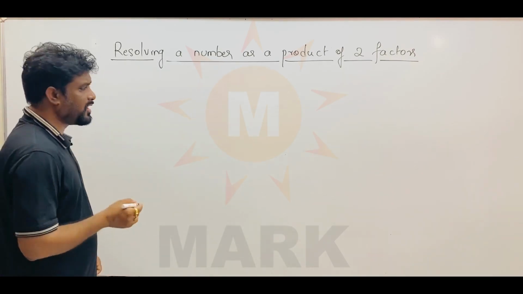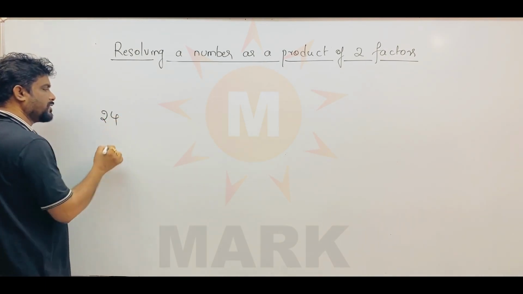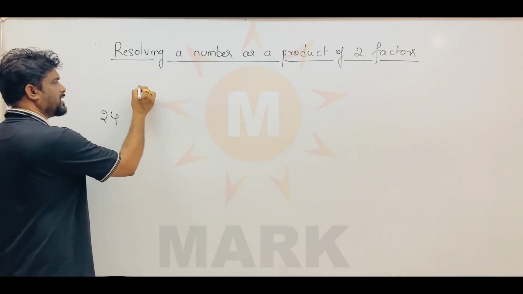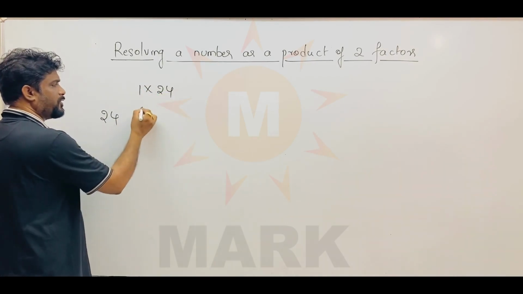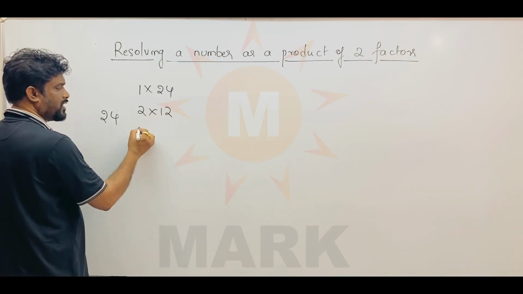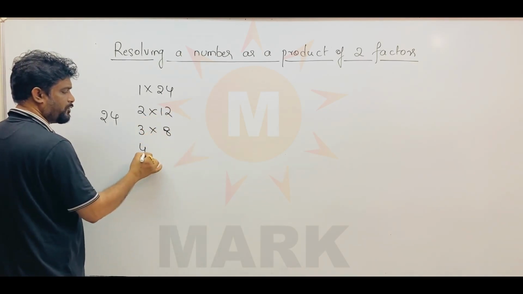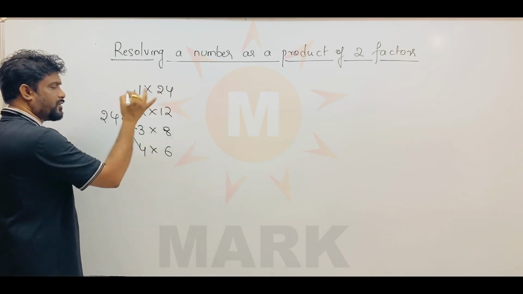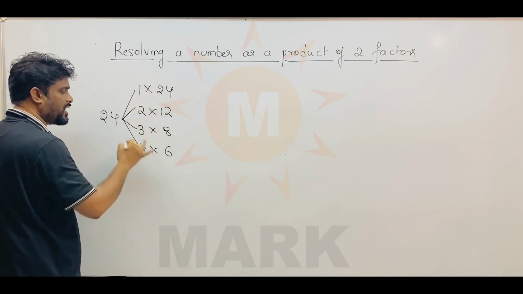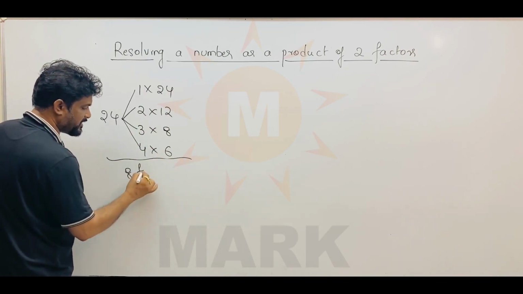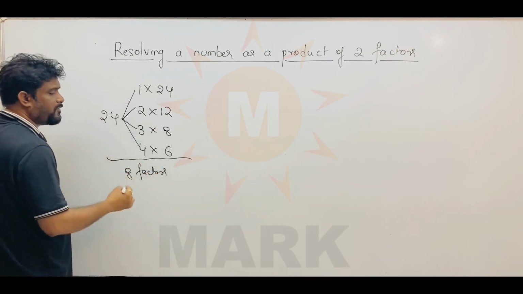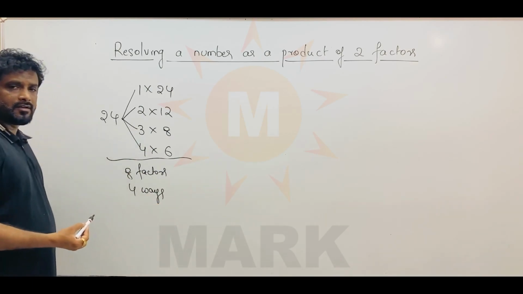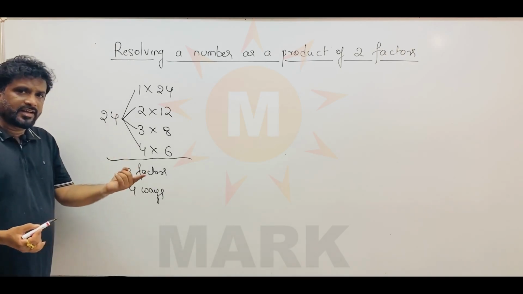So I am taking a very small number, 24. Let us discuss in how many ways 24 can be written as a product of two numbers. 24 can be written as 1 into 24, 2 into 12, 3 into 8, and 4 into 6. So we can write it in 4 ways: 1 into 24, 2 into 12, 3 into 8, 4 into 6. The total number of factors are 8. 8 factors are there, but we can write it as a product of two numbers in 4 ways, right?